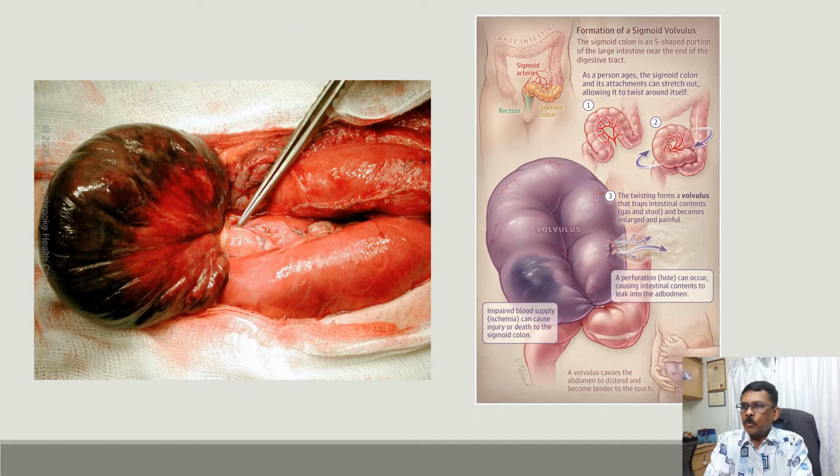Okay, this is a closed loop obstruction. You can see here a double obstruction, afferent and efferent loops. This is a gangrenous bowel, which means it can perforate anytime. This is a diagram of a sigmoid volvulus, where there is strangulation at the twisting of the mesentery of the sigmoid colon, causing blockage or strangulation of this loop here, which is a closed loop. And see, one area is already becoming gangrenous.